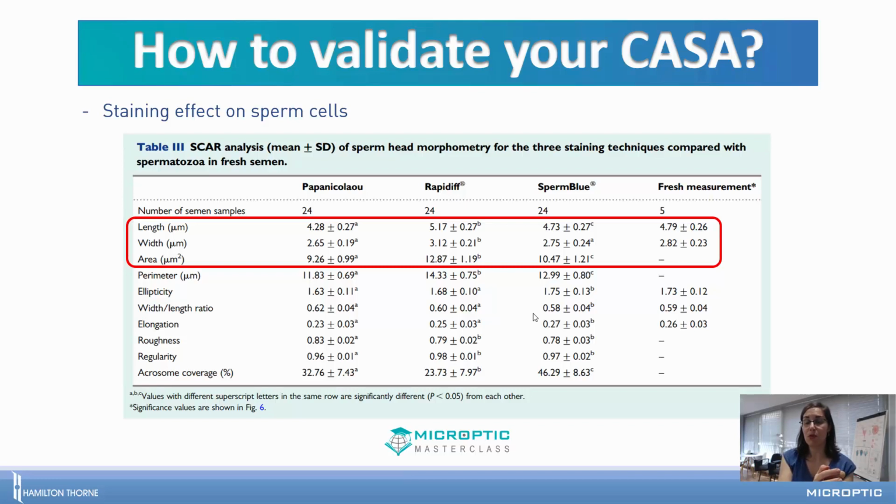Conversely, with Sperm Blue, this modification in relation to the original sizes of the cells is practically negligible. So the results you are obtaining with Sperm Blue, for instance, are more realistic, closer to those obtained from a sample before staining.